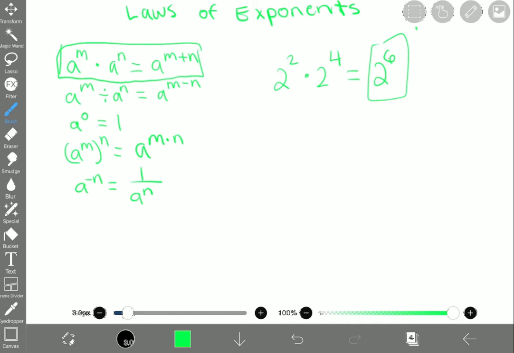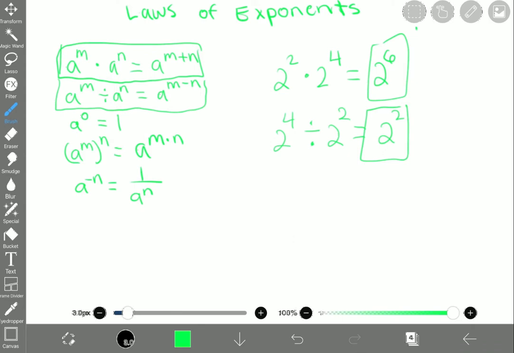The second law, again, most of these laws require having the same base number. If it's the same base number divided by the same base number with a different exponent, then we're going to just subtract the 2. So this will just be 2 squared. That's our second law: a^m divided by a^n equals a^(m-n).